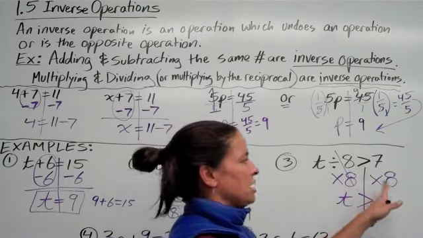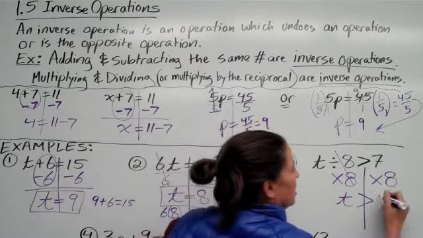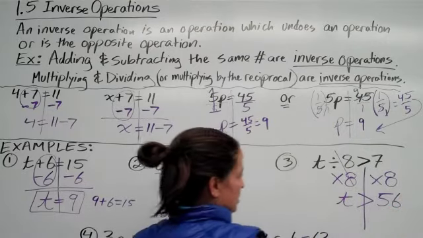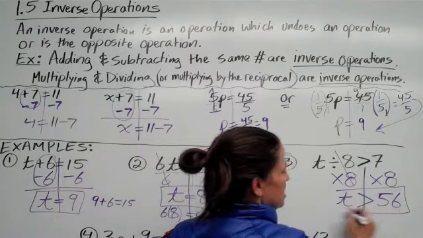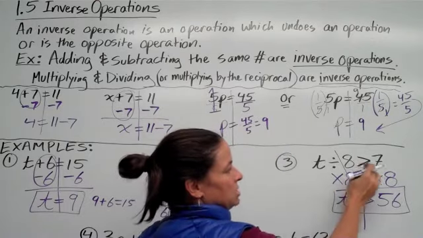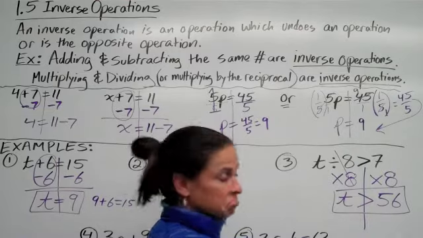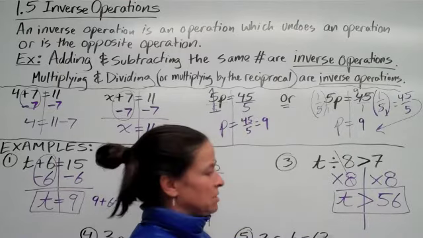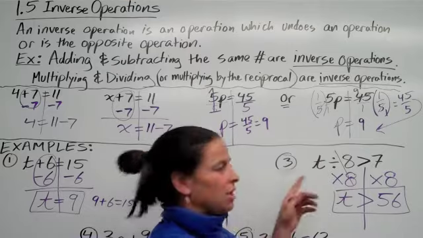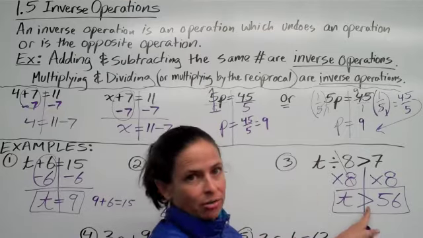And what is 7 times 8? Correct, 56. So this is my solution: in order for a number divided by 8 to be bigger than 7, the number has to be bigger than 56. I'm not going to do a check on this because if I plug this in, it would be equivalent, and the question is actually greater.